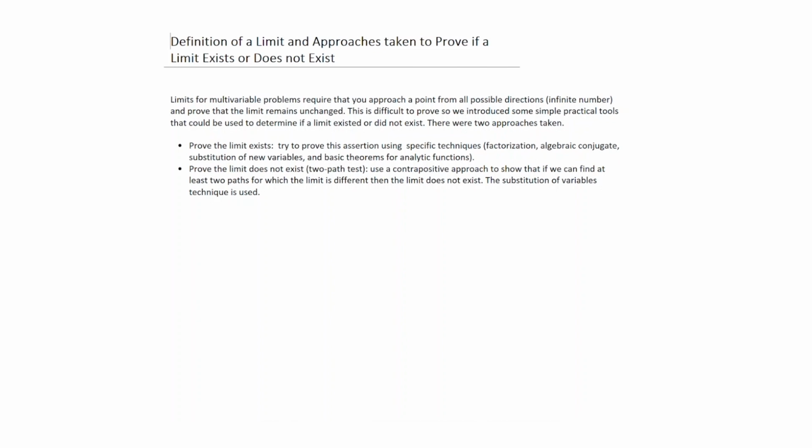On the other hand, to prove the limit does not exist, also called the two-path test, it uses a contrapositive approach so that you can find at least two paths for which the limit is different, then the limit does not exist. And typically in this case, you use the substitution of variable technique for the two-path test.